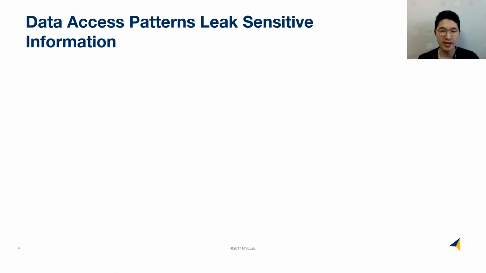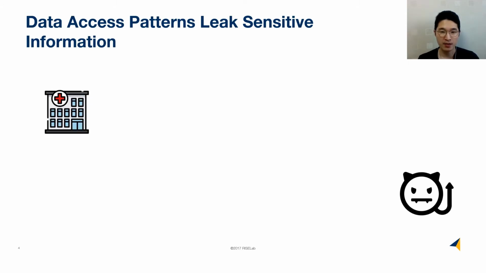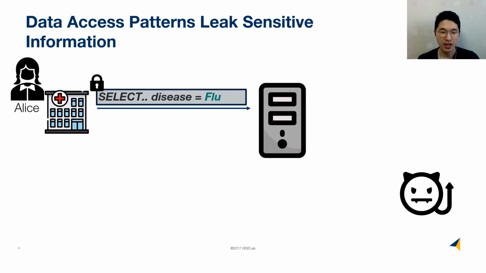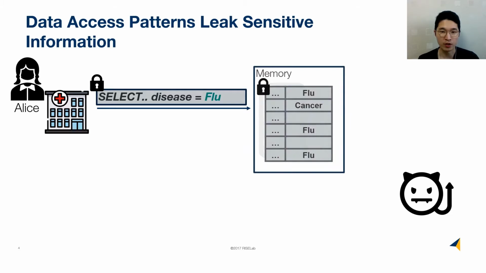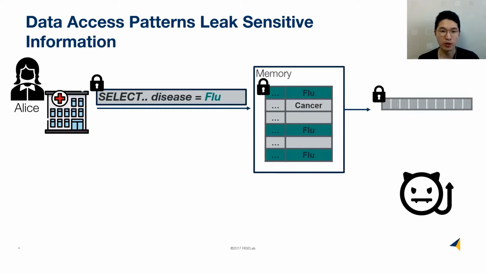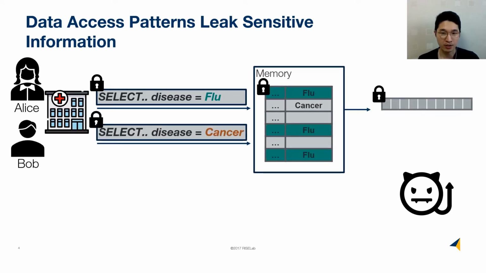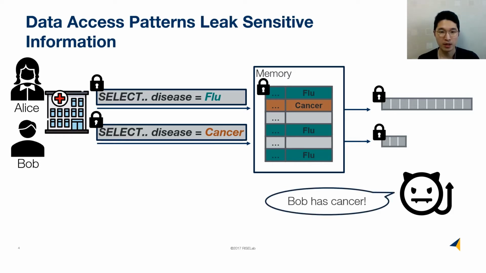Here's an example of data access pattern leakage. Let's say there is a hospital and an attacker wants to learn about sensitive patient's data. A patient Alice has flu, so a doctor sends an encrypted query to the server to see patient's records with flu. Another patient Bob has cancer. In this case, however, because cancer is much more rare than flu, the size of the returned result is much smaller. By combining this information with the known frequency of diseases, the attacker can potentially deduce Bob has cancer.